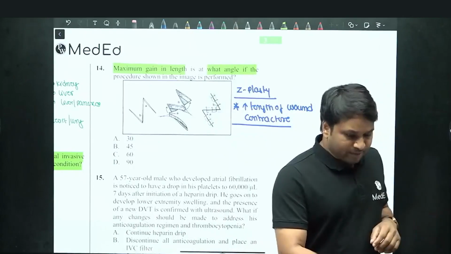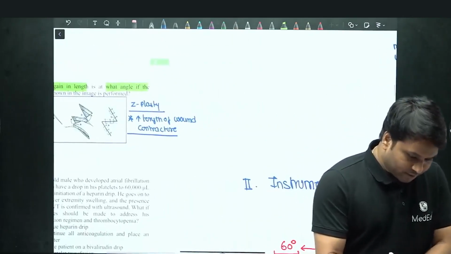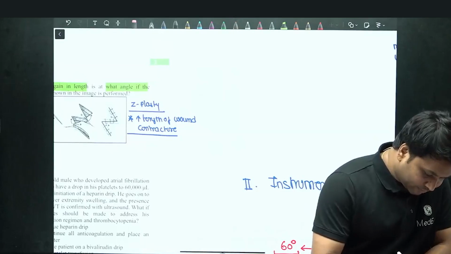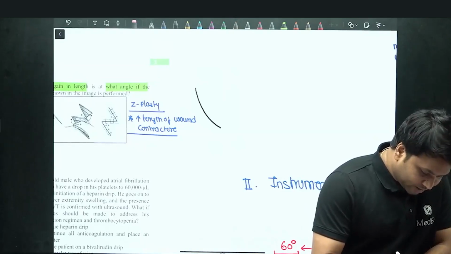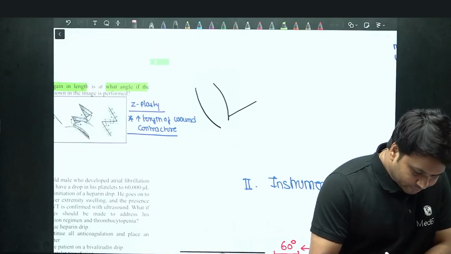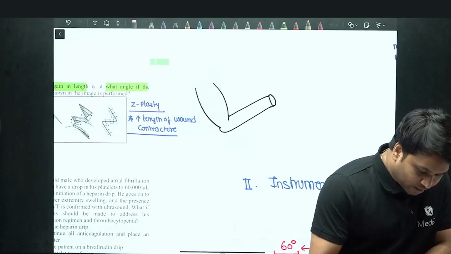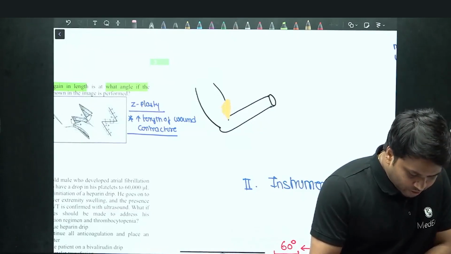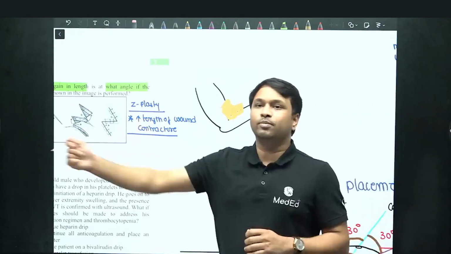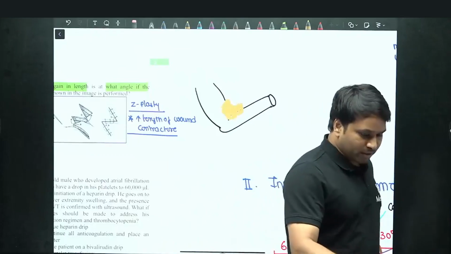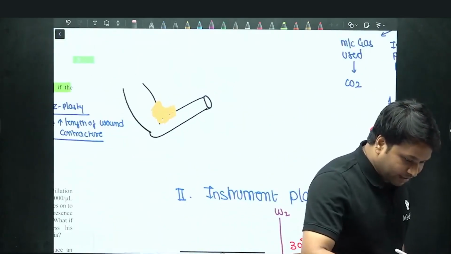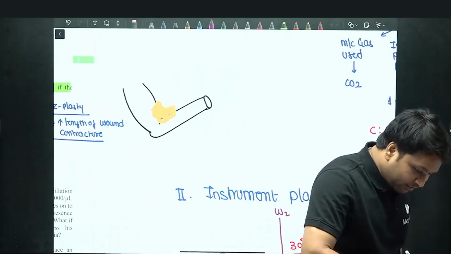So, in simple concept, let's say this is the upper limb of the patient, just for the sake of discussion. Now, let's say there is a wound contracture that has developed here. Because of the wound contracture, let's say a post-burn wound contracture, the patient is not able to extend the arm. So, what I'm going to do is, this wound I will take as a reference point, and then I will do a Z plasty.